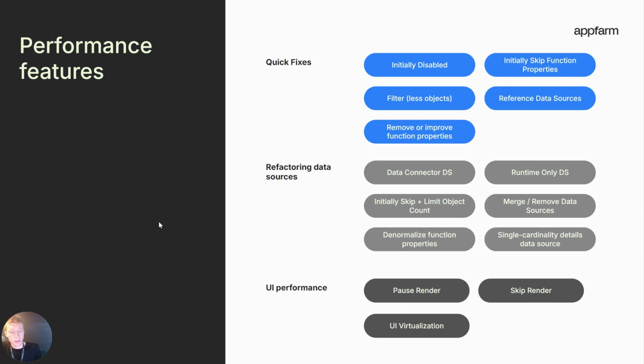This is where pause render and skip render can come in. These are action properties which can be turned on for any action. And this means that the UI will not be re-rendered while the action is running.